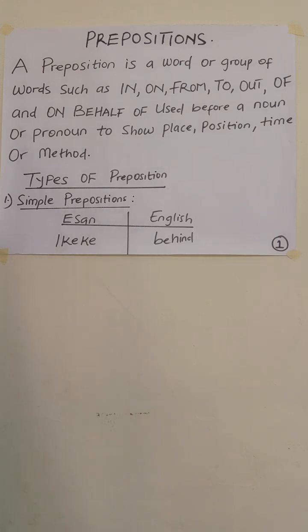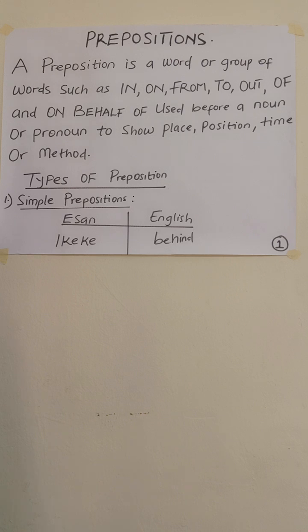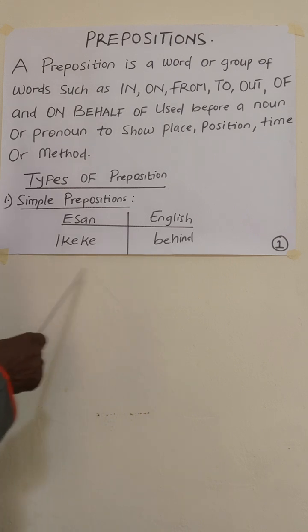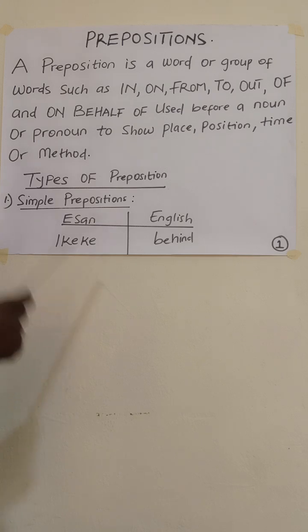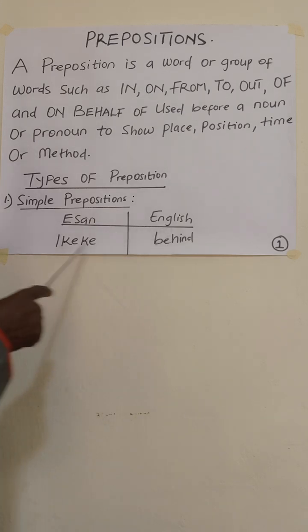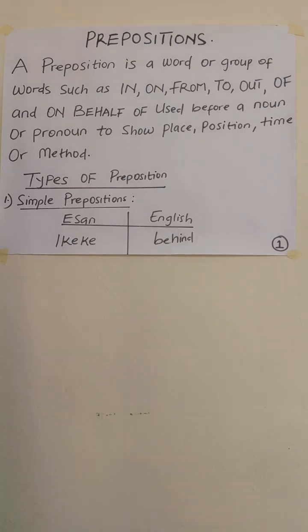The simple prepositions. One, in Esan, ikeke. Ikeke means behind in English. Ikeke, Odion with keke, eberi with kekewa. The book is behind the house, Odion is behind. Behind in Esan is called ikeke. We'll look at the other ones as we move ahead.